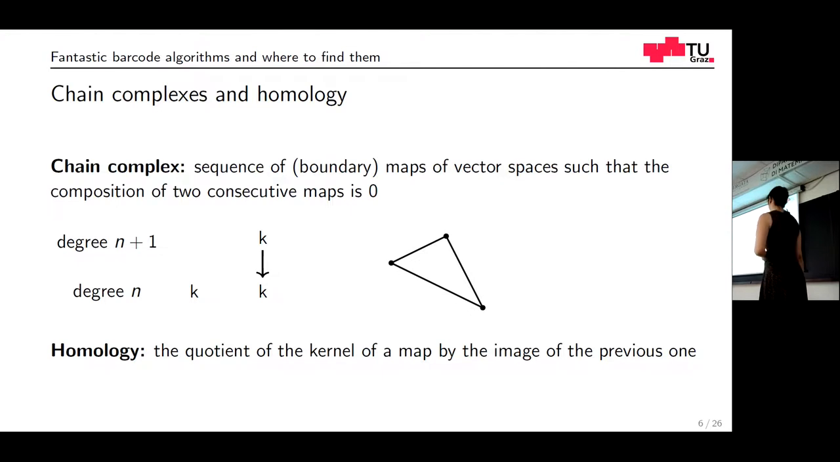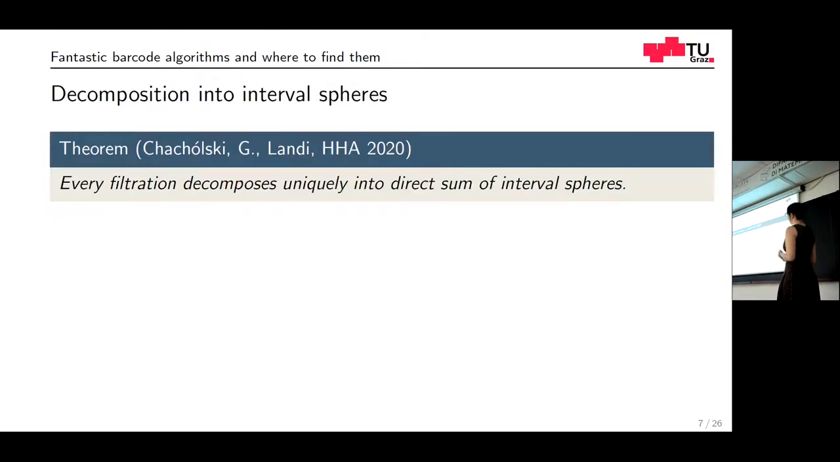Okay, and now the reason why I'm interested in that is because when I have a filtration, then it decomposes uniquely into a direct sum of interval spheres that I haven't defined yet, I know, but I'm going to tell you. And here I'm being slightly imprecise because I told you about the filtration as simplicial complexes. And what we are actually decomposing is the filtered chain complex, the associated one.